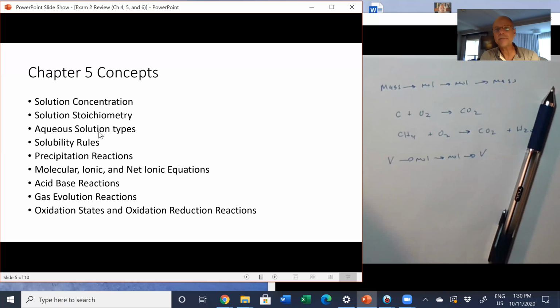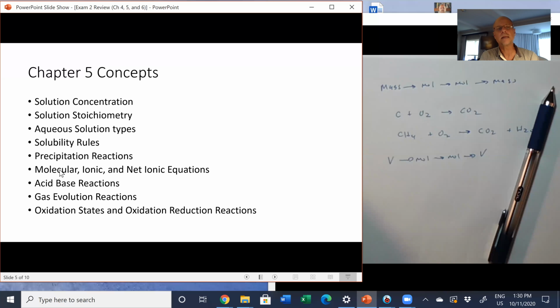We talked about the different types of aqueous solutions, such as electrolyte, non-electrolyte, weak electrolyte, acids, strong acids, weak acids, right? All those different solution types. So make sure you know those. We talked about the solubility rules, which tells us whether or not a particular ionic compound is soluble in water. So you need to know those for the exam. Precipitation reactions. Be able to recognize when a precipitation reaction will occur, right? And be able to write a balanced chemical equation for a precipitation reaction.